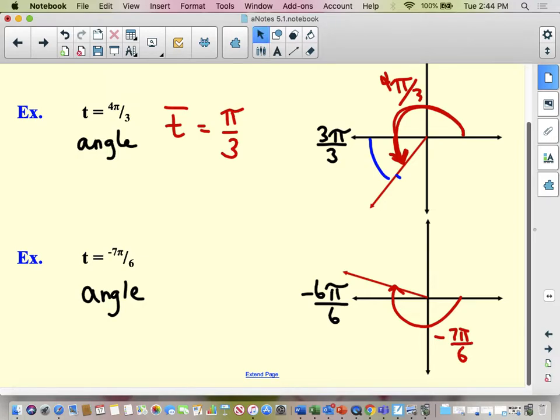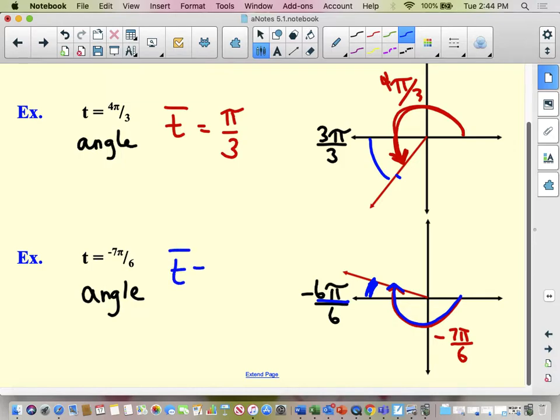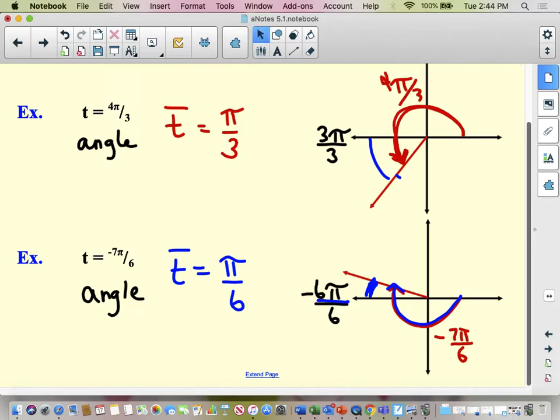Okay, so what do I reference? The shortest distance from the terminal side of my angle to the x-axis. Clearly not gonna be this because that's not the shorter distance. So from the end of your angle, this red line, to the x-axis. So what does that measure? Well, if this whole thing is 7/6, and this angle over here is 6/6, the leftover extra is 1 more 1/6. So T bar, reference number, is pi over 6. Now, something else you want to know, reference angles are never, never negative. So even though you're going in the negative direction clockwise, reference angles are always positive.